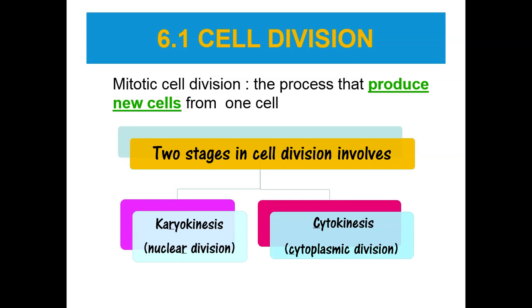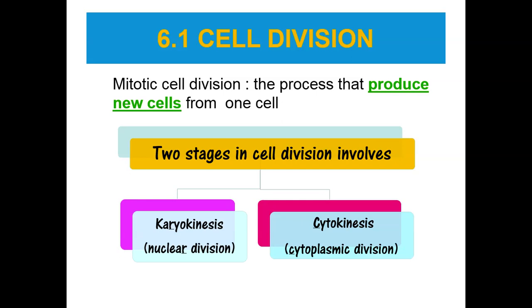So there are two stages of cell division. The first one is karyokinesis and the second one is cytokinesis. Karyokinesis is about the nuclear division, which is the division inside the nucleus. Meanwhile, cytokinesis is the cytoplasmic division, which is the division in the cytoplasm.